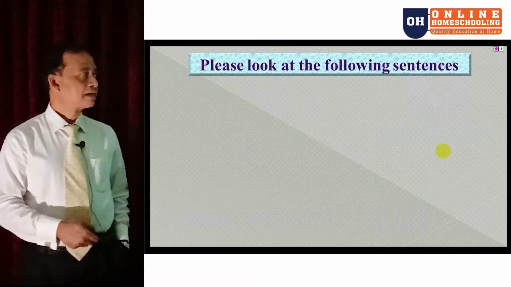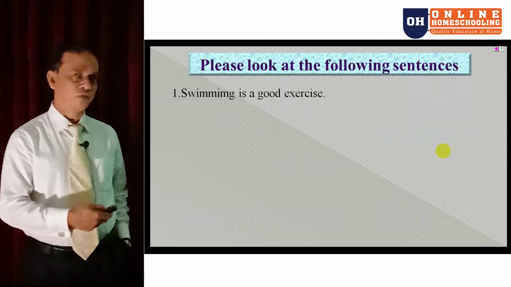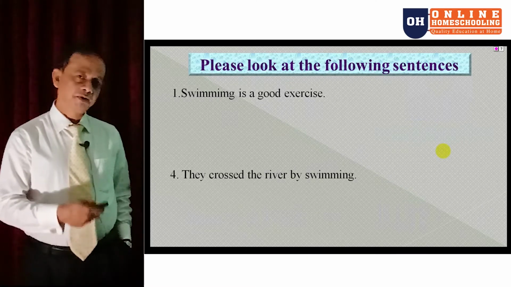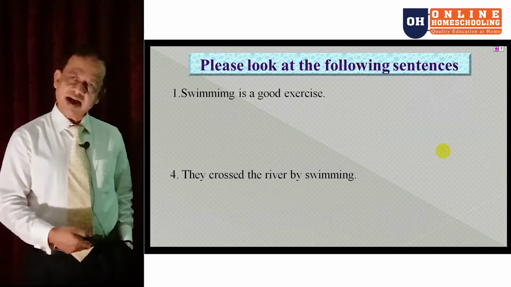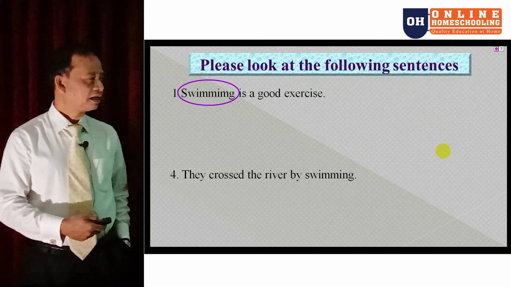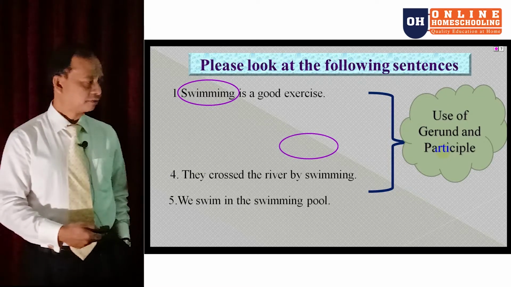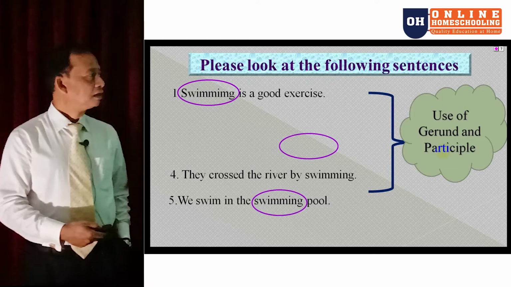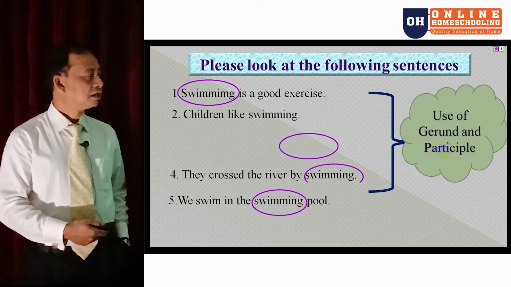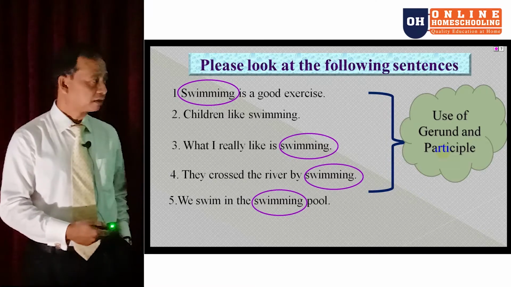Look at the sentence, swimming is a good exercise. Dear students, it is a very easy sentence. Look, swimming: swim plus ing. Another sentence: they cross the river by swimming. Here is another sentence: we swim in the swimming pool. Another sentence: children like swimming. Another sentence: what I really like is swimming. So here is also swimming.